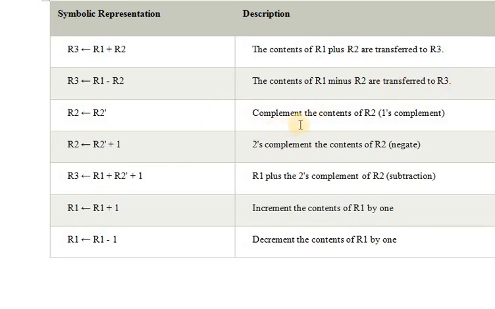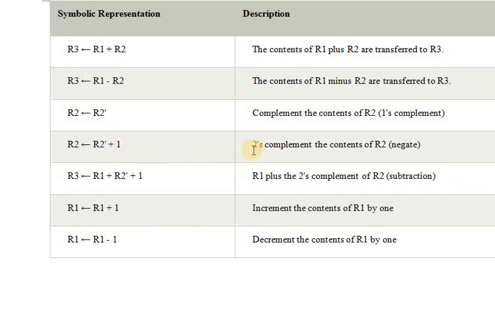Now see the complement of the content of R2, that is the 1's complement. Suppose there is a binary number 0 1, you are converting it into the 1's complement and then storing it into R2. So this is R2 dash. R2 dash means complement. For example, if it is a 2-digit binary number 0 1, it will be converted into 1 0. After making the complement, you transfer the information into R2.